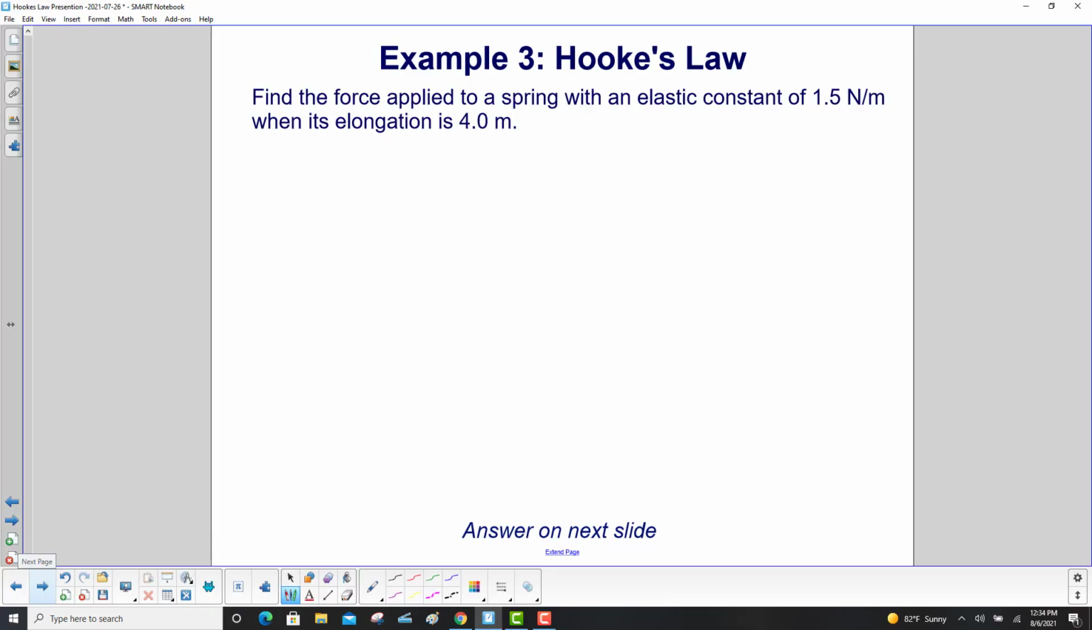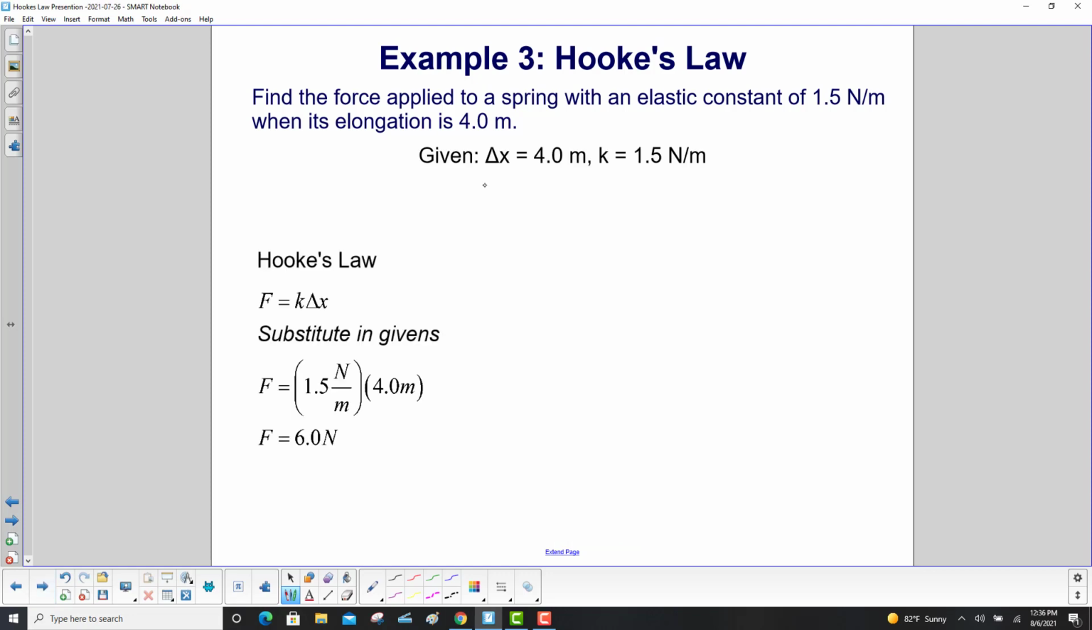Find the force applied to a spring with an elastic constant of 1.5 newtons per meter when its elongation is 4 meters. So here's our elongation, that's delta x, and here's the spring constant. We invoke Hooke's law, and this time we don't have to rearrange anything. We just put in our givens, we multiply them together, and we get a force of 6 newtons.